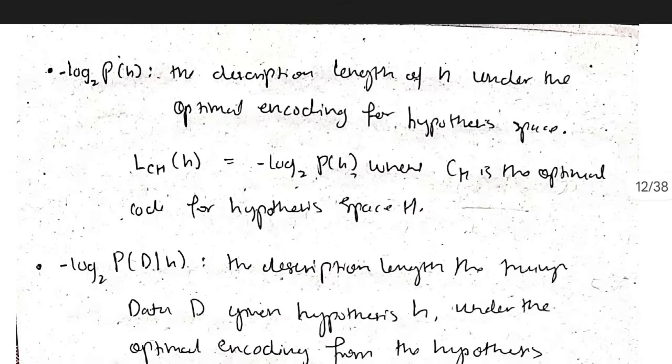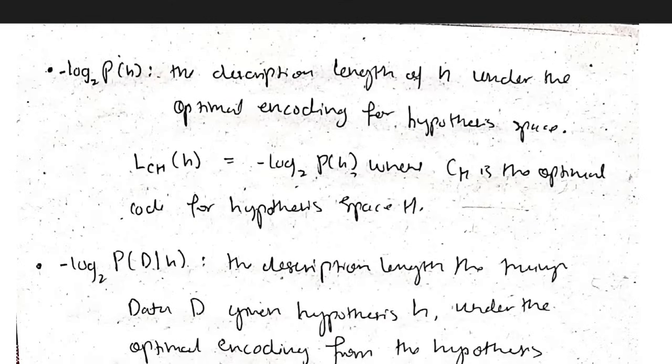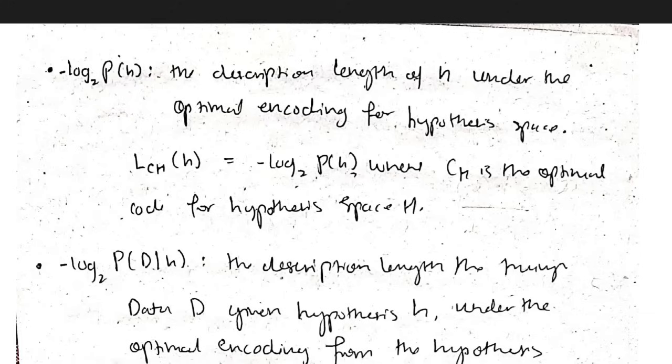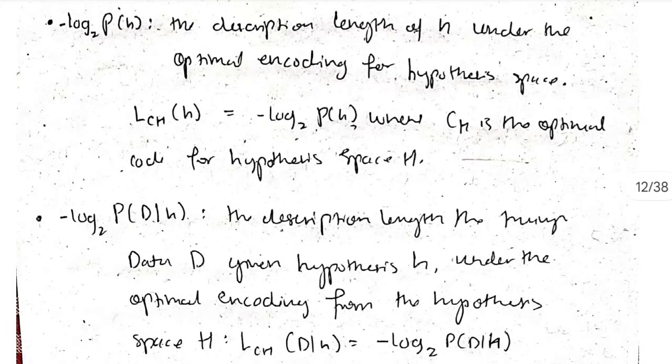So what is the log P(H) value, and what does it mean? Log P(H) is the description length, the length of h under the optimal encoding. In the optimal encoding, what is the length of h? That is called log 2 of P(H), and we'll take the optimal encoding as L_C_H. C_H is the optimal code for hypothesis space H.